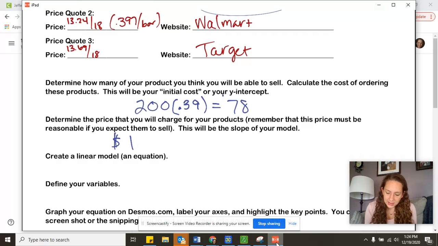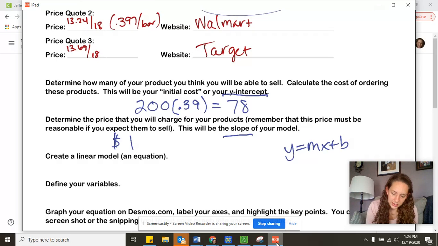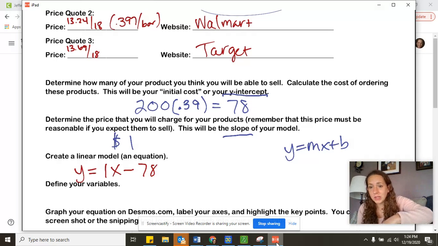So this is my y-intercept. This is my slope. So I'm going to create my equation. I start with y equals mx plus b. So in this case, it is going to be 1x, and this is important. It's going to be 1x minus the $78 because I spent it, right? I already spent the $78. So I'm not adding it to what I'm getting. I've spent it.